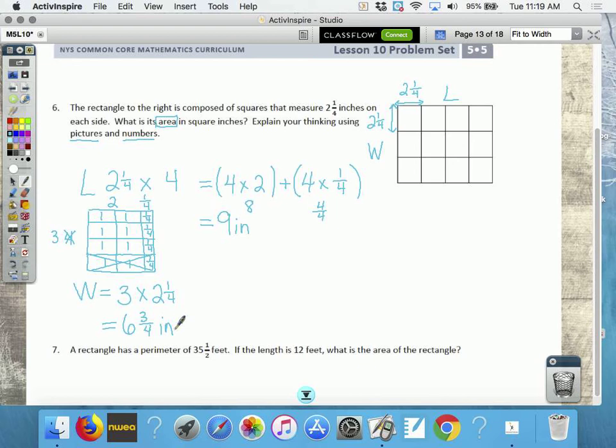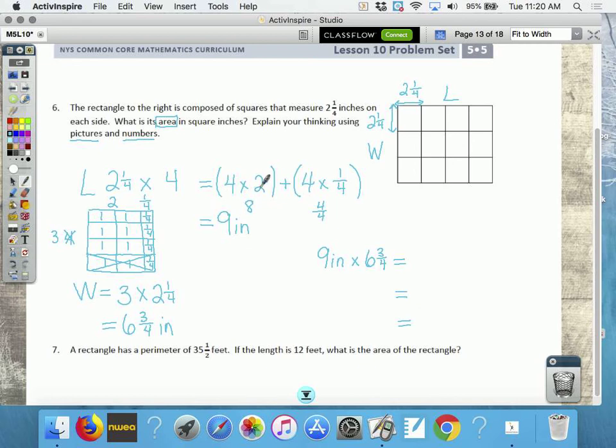Not add it? What's area? You have to multiply. Multiply it together, okay? This is complicated. So I'm going to do 9 inches times 6 3/4 inches equals. Now, I don't want to draw that. I don't want to do 54 ones. Do you? No. So I want to do it this way.